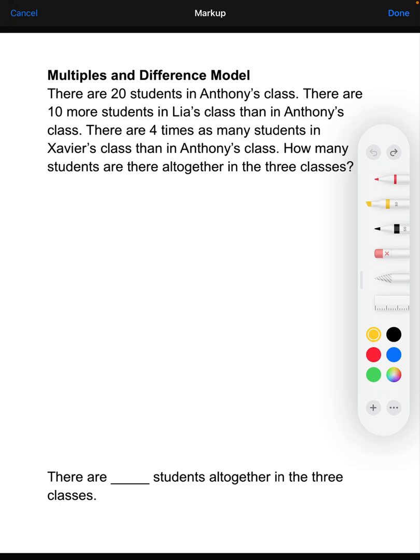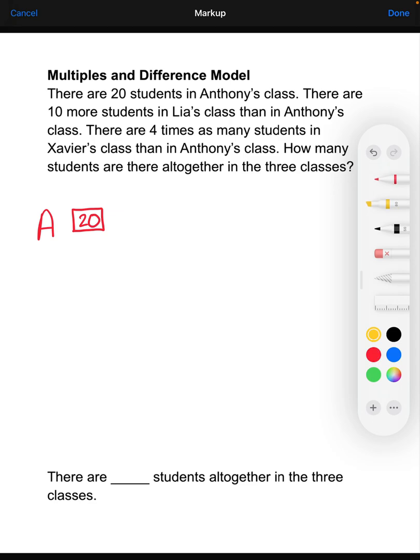Well, I know I'm talking about 3 different people. I'm talking about Anthony's class, Leah's class, and Xavier's class. So I'm going to draw a model that represents Anthony's class, which has 20 students. I'm going to use the A to represent Anthony, and I'm going to draw a bar that represents the 20 students in Anthony's class.